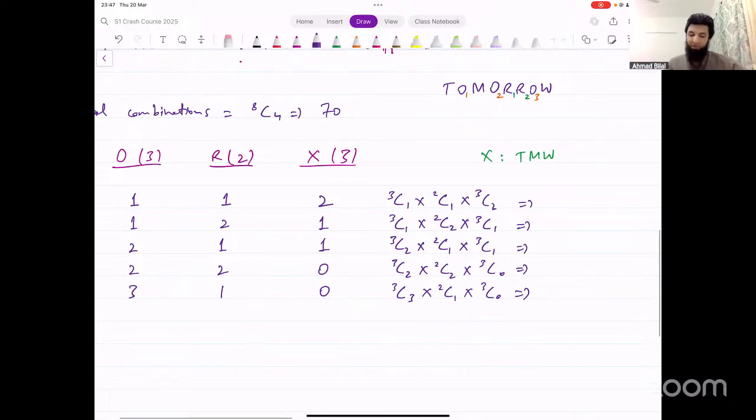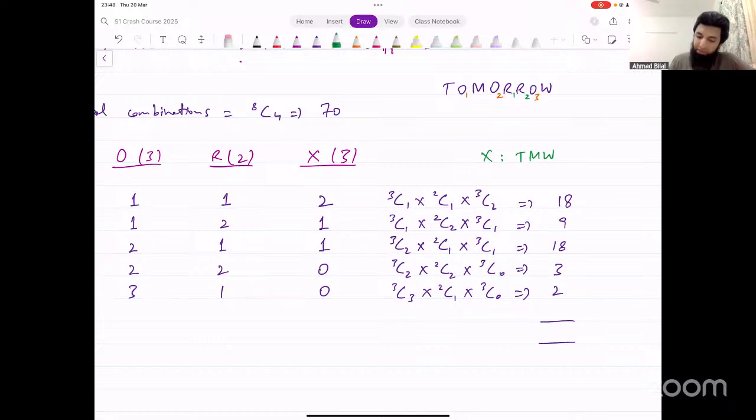The first one, 3 times 2 times 3. Can somebody confirm these calculations as well? I'm just going to do them quickly. 3 and 3 and 2, that should be 18. Then 3 into 1 into 3, that is 9. 3 into 2 into 3, that's 18 again. 3 into 1, that's 3. And then 1 into 2 into 1, that's 2. Okay, so that's what I'm getting. Can somebody confirm this as well?